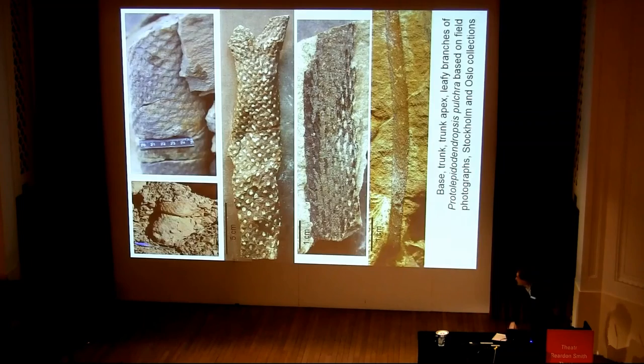The lycopsid trees are quite small, about 10 centimetres in diameter. The base is getting up to more like about 20 centimetres. Here's a base in situ. And we have the trunk apex here, some leafy branches of this organism called Protolepidodendron.